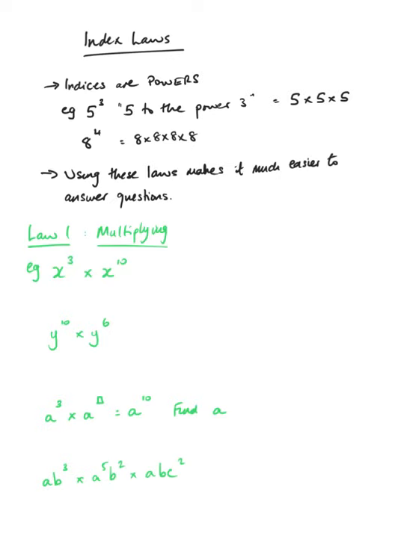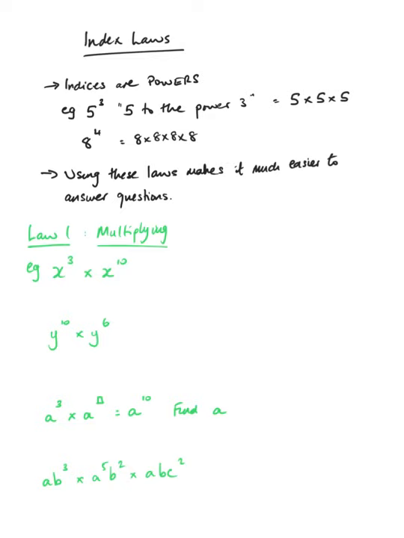In this video we'll summarise all 6 key index laws that you need to know. So you need to remember that indices are basically powers. So 5 to the power 3 is 5 times 5 times 5, 8 to the power 4 is 8 times 8 times 8 times 8 and so on. Using these laws does make it easier to answer questions. We use it in various things. Differentiation is a key one that we will be thinking about in our GCSE and A-level maths.